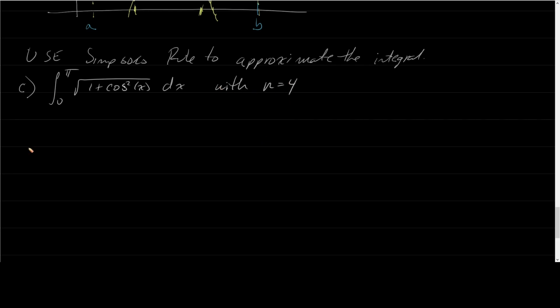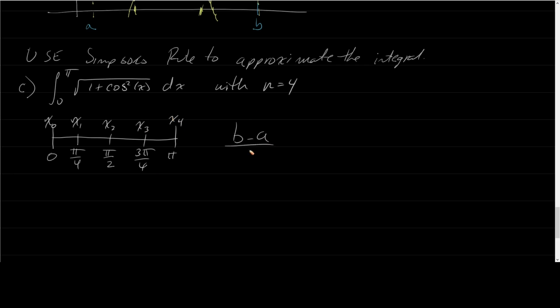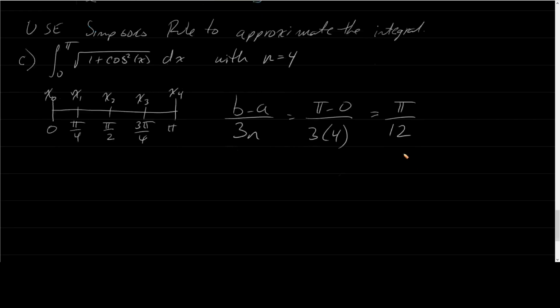So first I need to split up this interval. Since we're going from 0 to pi and we're doing n equals 4, here's 0, here's pi over 4, here's pi over 2, here's 3 pi over 4, and like before, these are my x sub i's. Now I need to figure out my b minus a over 3n. That's pi minus 0 over 3 times 4, which is pi over 12.